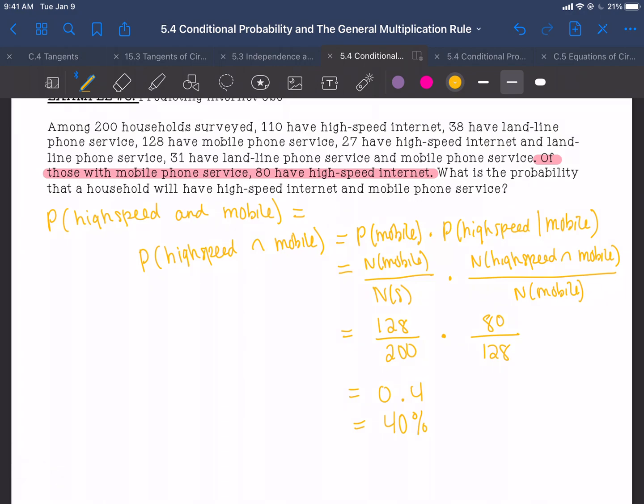Okay, now, let's see here. Really, because we didn't have to use that formula in this one, because we are given the number that have high speed and mobile. That's the 80 out of the 200 total. If you take 80 divided by 200, you also get 0.4.